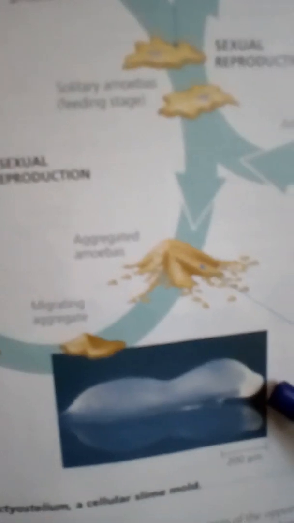Notice the life cycle of Dictyostelium, a cellular slime mold. Notice also the closer look. Notice that sexual reproduction involves the zygote, meiosis, and so on.